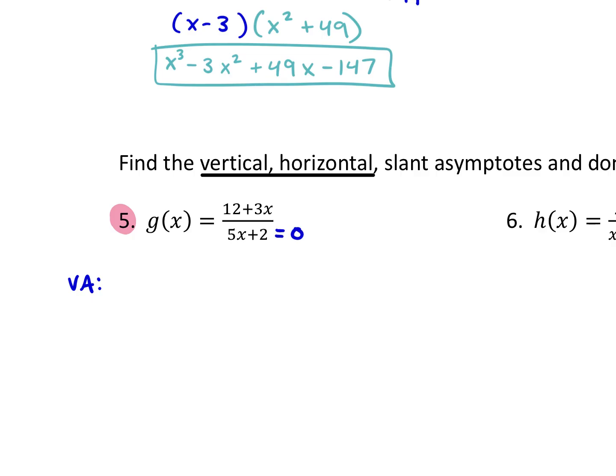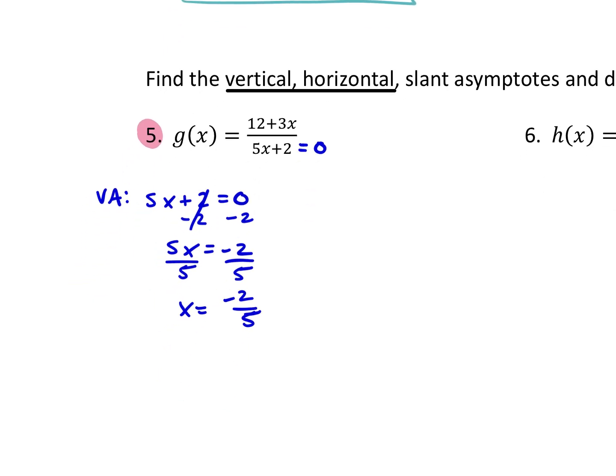Set the denominator equal to 0. So we have 5x plus 2 equals 0. Subtract 2 on both sides. 5x equals negative 2. Divide by 5. So x equals negative 2 over 5. So that would be our vertical asymptote.